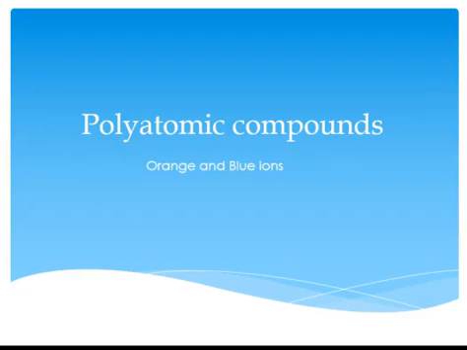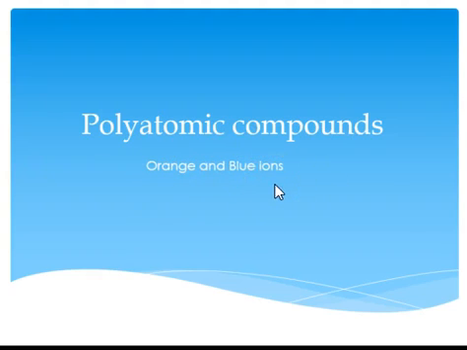Okay, so this is our third video on writing different formulas or compounds, but this one is using polyatomic ions. Now, the word poly means many, so this is an ion that doesn't just have one element in it. This will be called the orange and blue sheet.